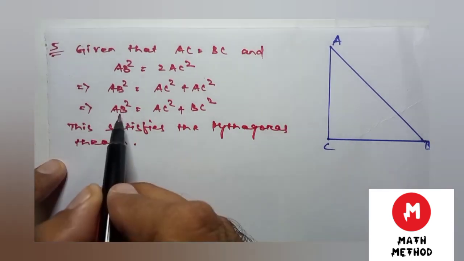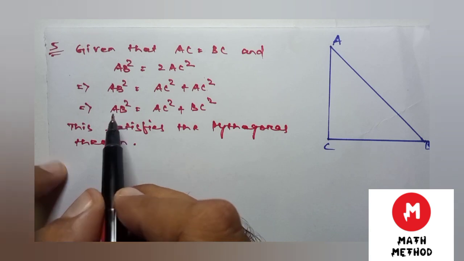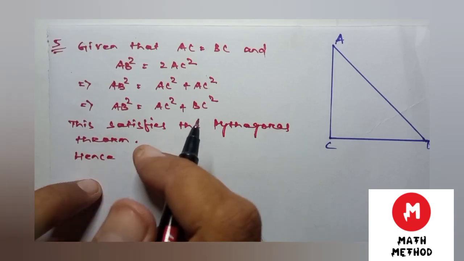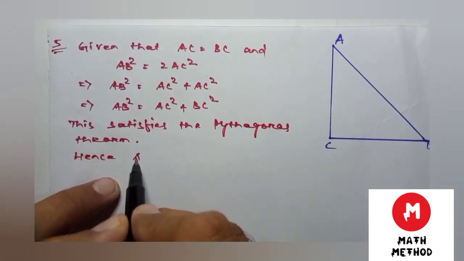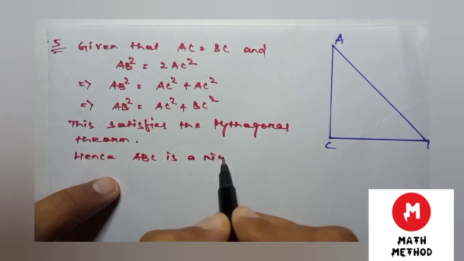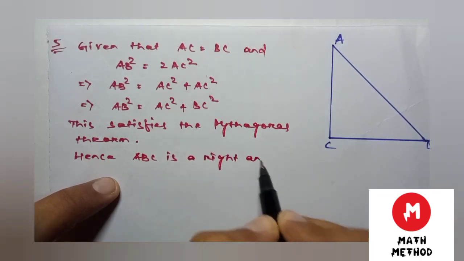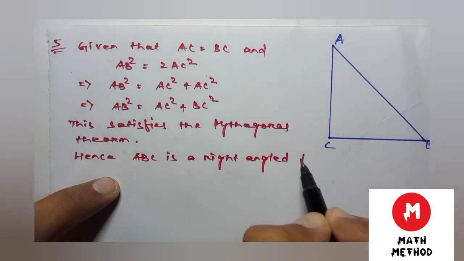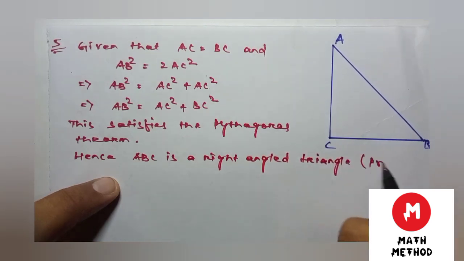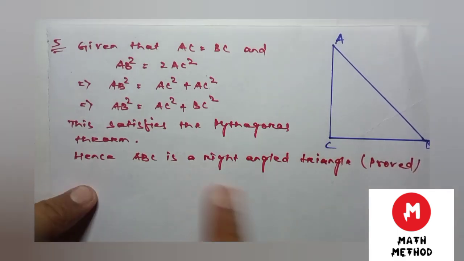So AB is the longest side. Clear? Hence ABC is a right angle triangle. This is proved. Clear? This is the converse of question number 4.